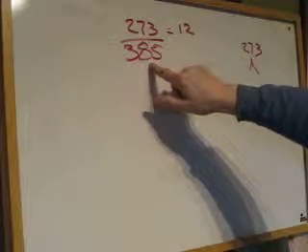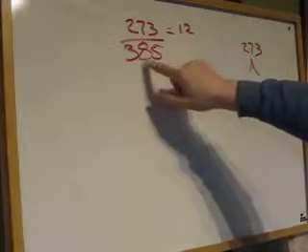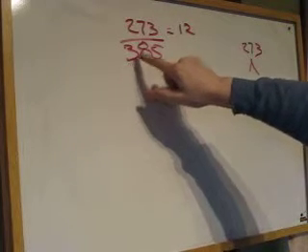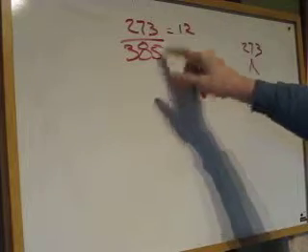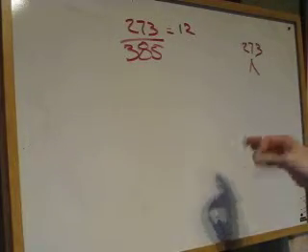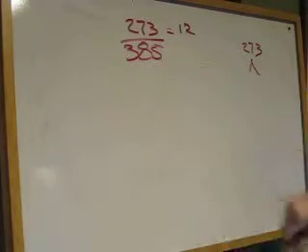Whereas with 385, 5 goes into it because it ends in 5. Let's see if 3 goes into it. 3 plus 8 is 11, and adding 5 to it, you get 16. No, 3 does not go into 16. It goes into 15 and it goes into 18, but it does not go into 16, so it will not go into this number.